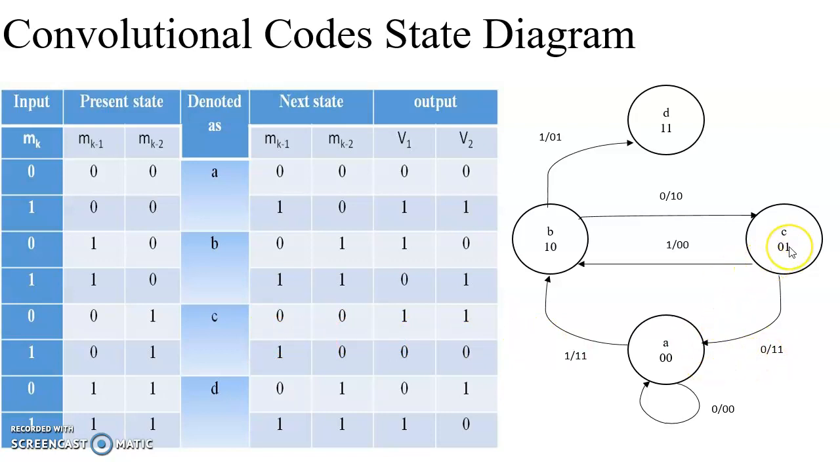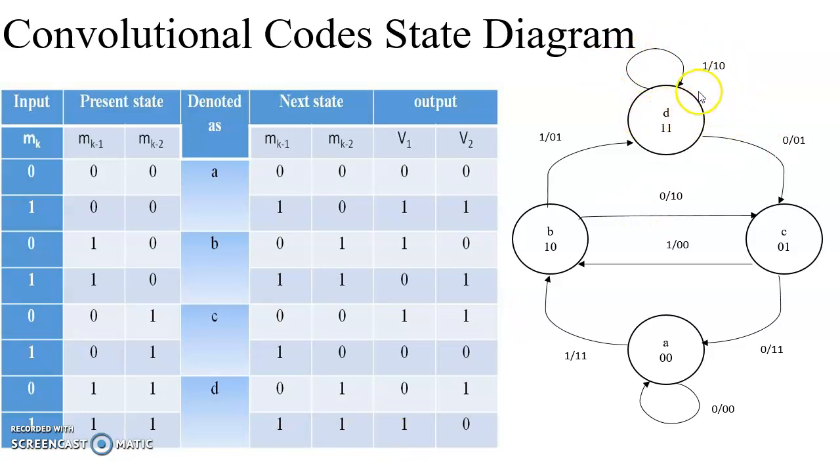Then present state is 0, 1, C state, input is 1, the next state we are going to is 1, 0, output is 0, 0. Then present state is 1, 1, input is 0, the next state is 0, 1 and the output is 0, 1, written here. And the last one, present state is 1, 1, input is 1 and next state is again 1, 1, so it's going on to the same state and output is 1, 0.